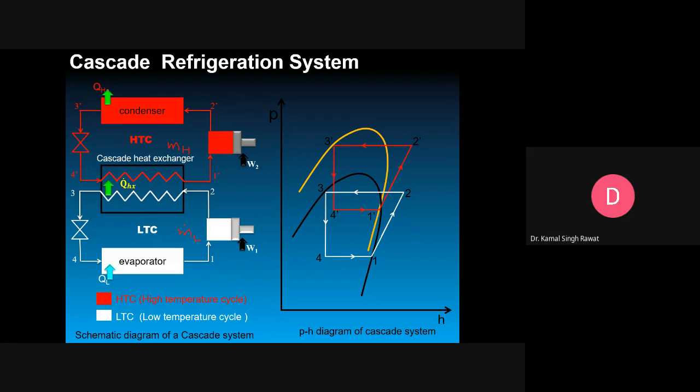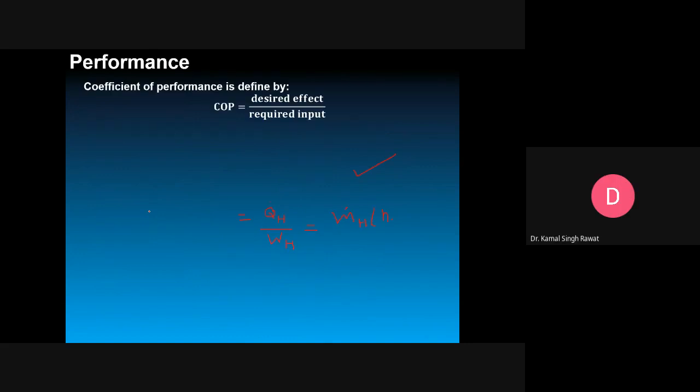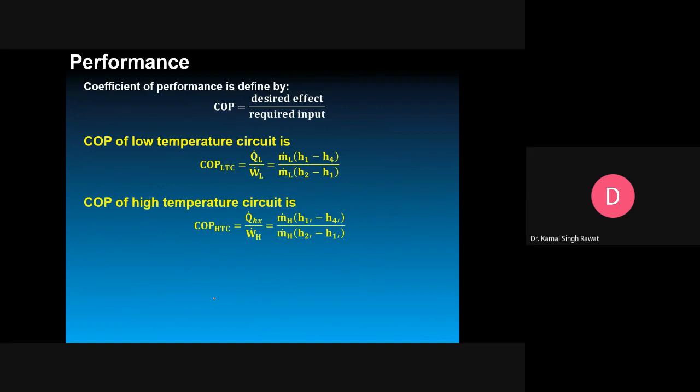Okay, so we will not write QH. QH is the amount of heat rejected to the surroundings. It is Q dot Hx, and it will be M dot H (H1 dash minus H4 dash). Okay, clear? So we can write the COP of the high temperature circuit is Q dot Hx upon WH, and the value of Q dot Hx is M dot H (H1 dash minus H4 dash) divided by M dot H (H2 dash minus H1 dash).